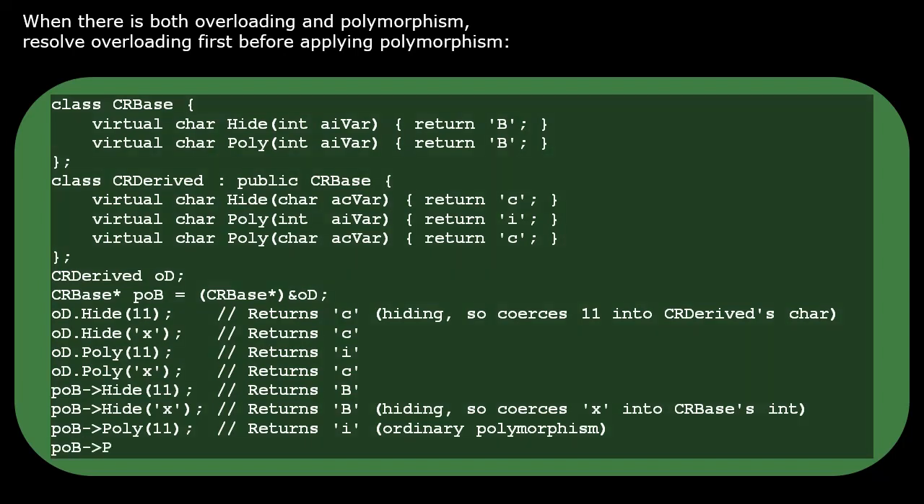When there is both overloading and polymorphism, resolve overloading first before applying polymorphism. This example passes a character parameter to the pointer to base class. First, overloading is resolved, which means that character gets coerced into an int. Then, because both classes define an int function, and the virtual keyword was used, polymorphism occurs. And so CR derived implementation gets called.